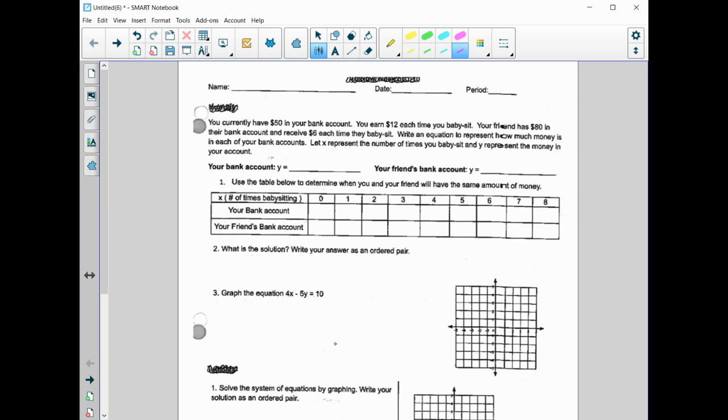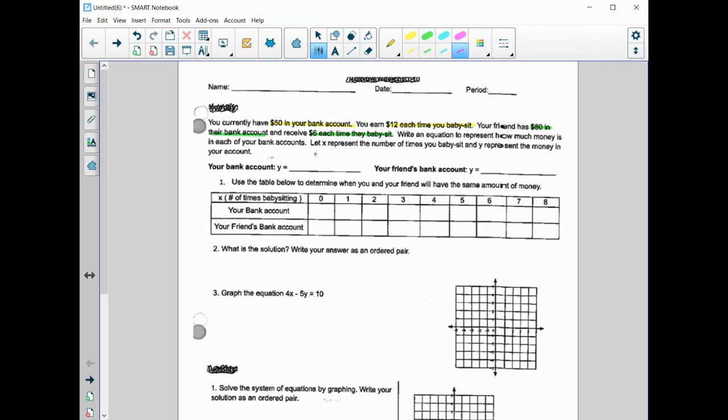Alrighty, so let's take a look at our answers to the warm-up. For question 1, we have to write equations to represent this word problem. You currently have $50 in your bank account, and you're getting $12 each time you babysit. Your friend has $80 in their bank account, and they're getting $6 each time they babysit.